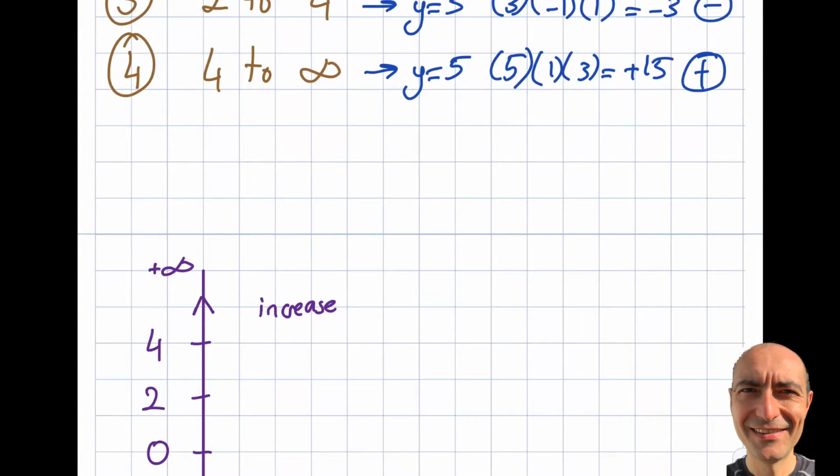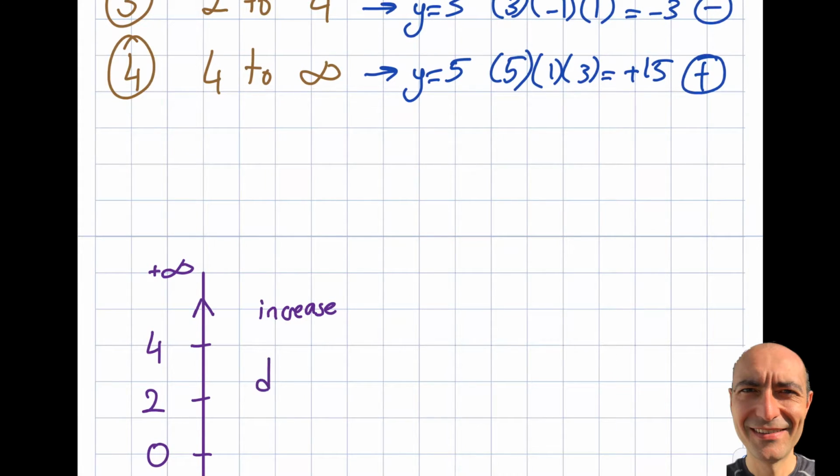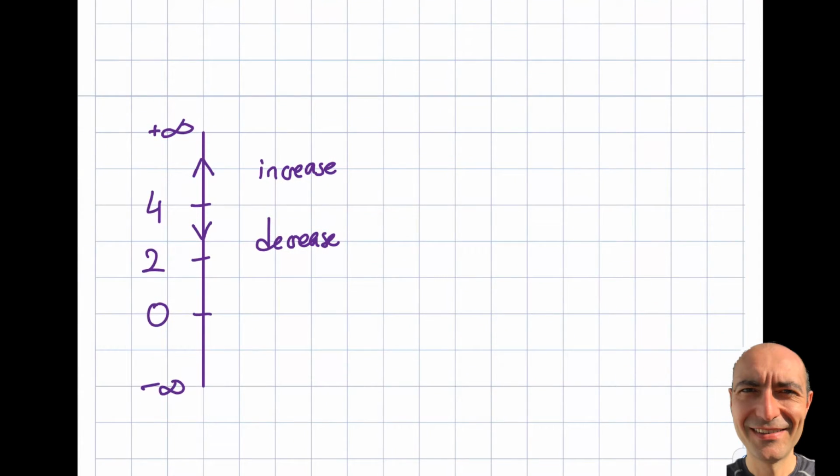In the third interval, I get a negative value. So this will be a decrease. And I will get myself an arrow pointing down. What about between 0 to 2? I will get a plus sign. So that will be like this, and it will be increase. Last but not least, I get myself a negative sign, I remember. Then this will be a decrease as well.